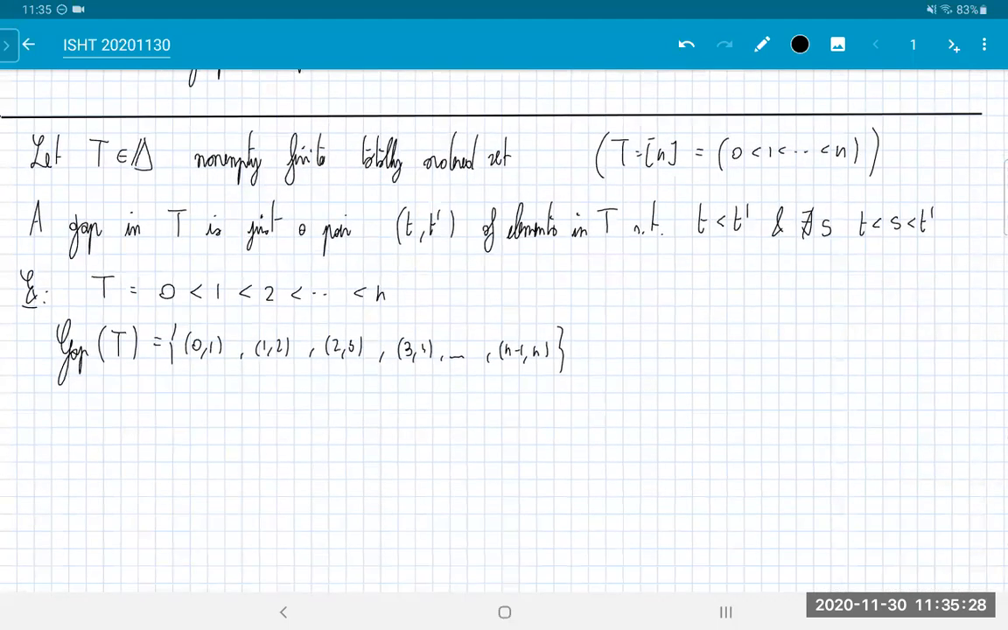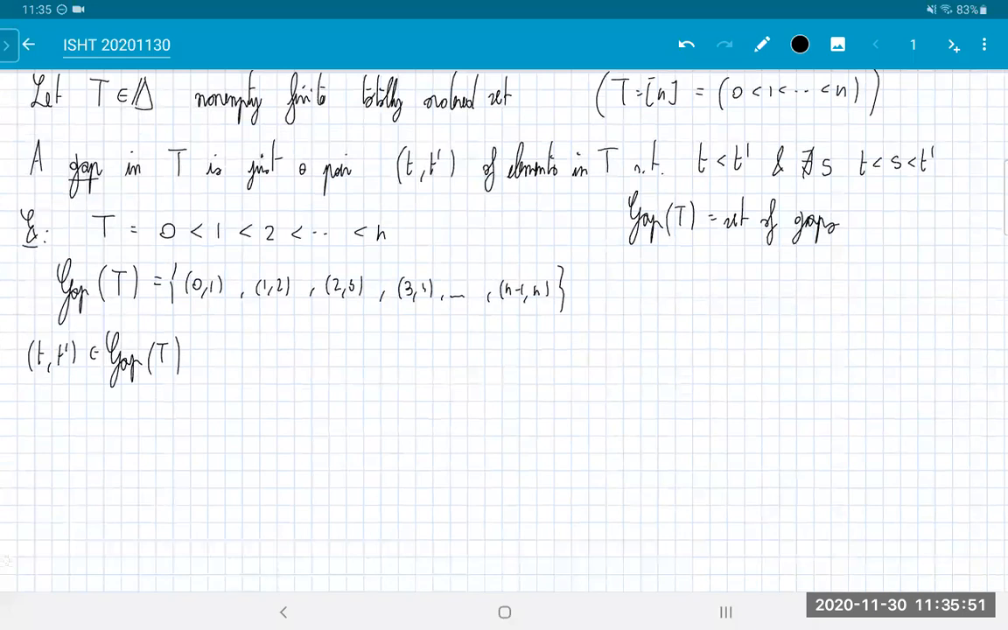And there is a map. So for any gap T, T prime, and sorry, maybe I should say Gap T is the set of gaps. There is a map from 1 to T. Remember, 1 is just 0 less than 1, sending 0 to T and 1 to T prime. Okay, so far this is just a minor bit of combinatorics.